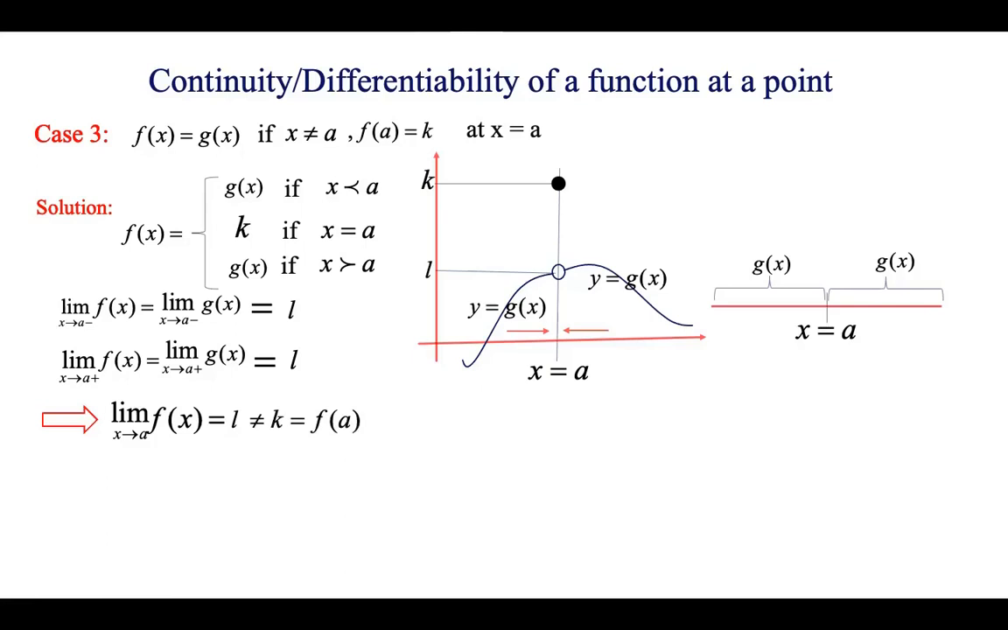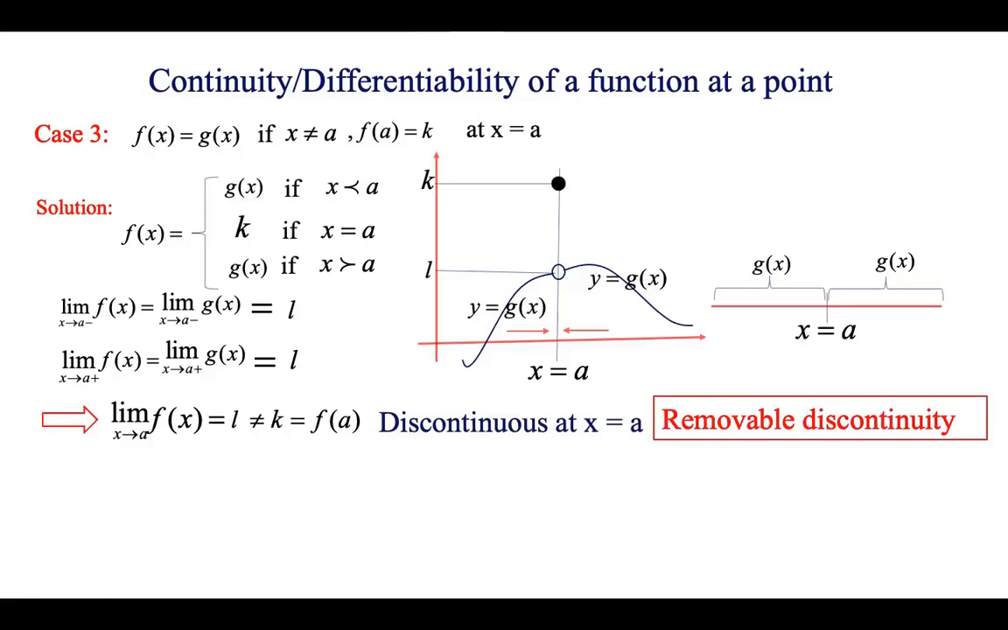So for this function at a, the left limit exists, the right limit exists, and both of them are equal, which means the two-sided limit exists, but the limit of the function is not equal to the value of the function. Therefore, it is discontinuous at x equal to a. This type of discontinuity is called removable discontinuity.